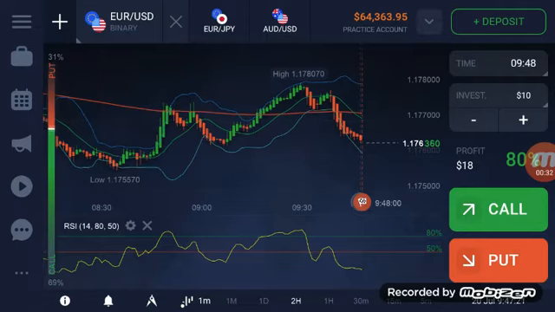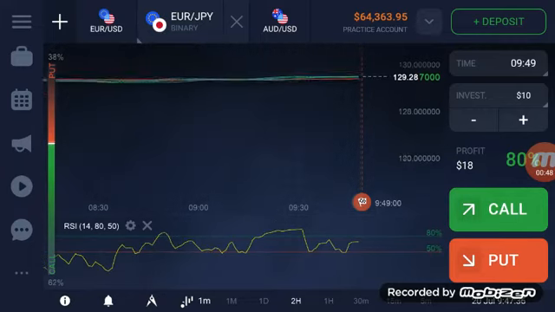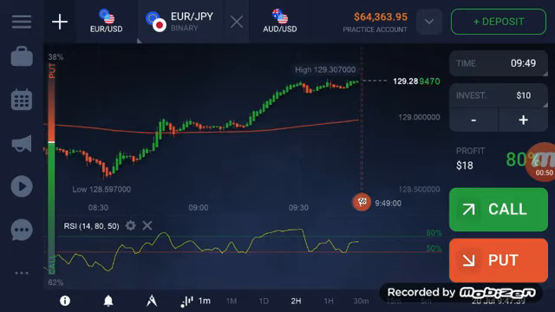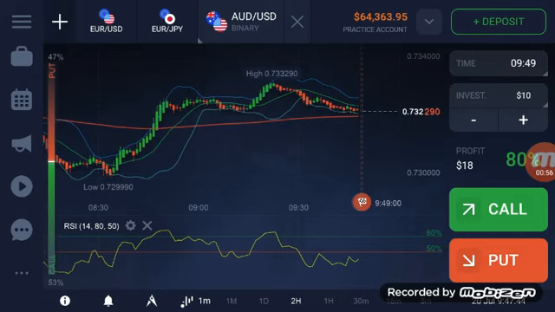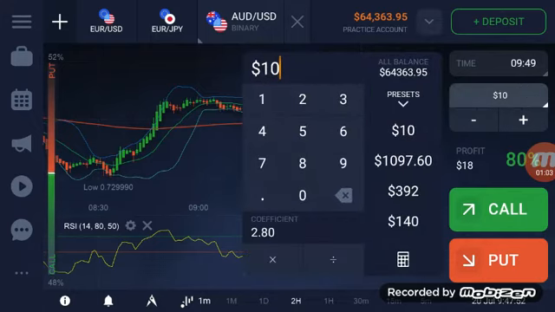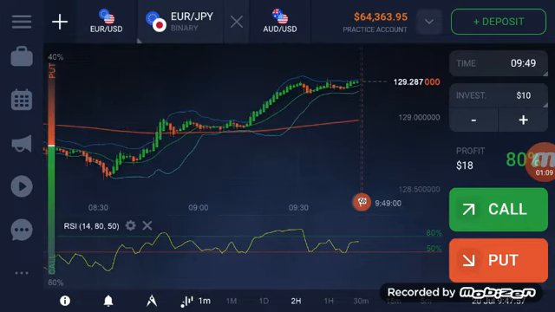We're just looking at the Euro USD now. It's gone on a downtrend for the past like 10 minutes, so we're just looking at that. We're looking at the Euro JPY as well, and we're looking at the Australian USD. They're pretty good. They're at 80%, so you can make a lot of profit with this coefficient that I'm using, the 2.8. So let's start trading. Let's look for a trading opportunity.